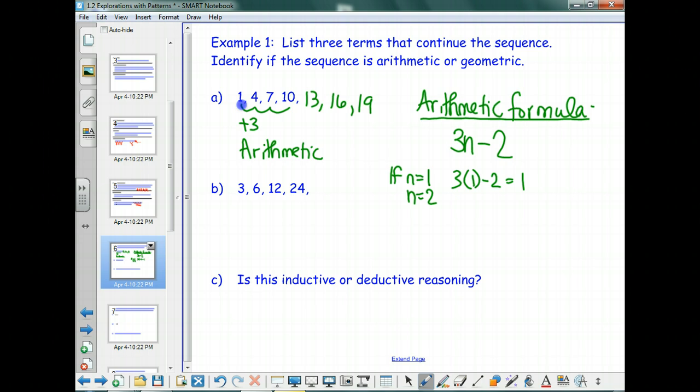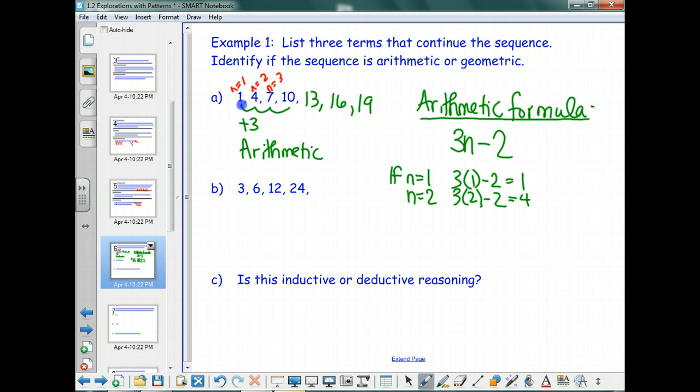Let's say number 2. So if I put n equal to 2, what should it be if I've created my formula correctly? It should be 4. Why? Because this is, oh, let me use red. This is n equal to 1, and this is n equal to 2, and this is the term when n equals 3, and so forth. So I should be getting the number 4 if I've created my formula correctly. So let's try. 3 times 2 minus 2. What is it? 4.